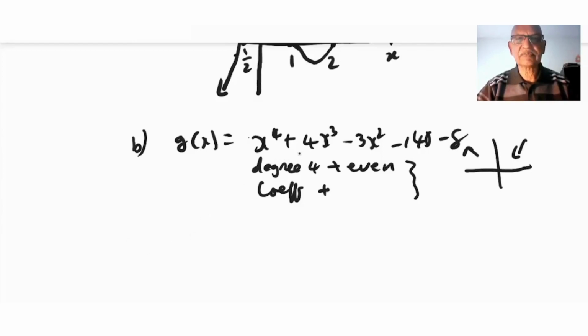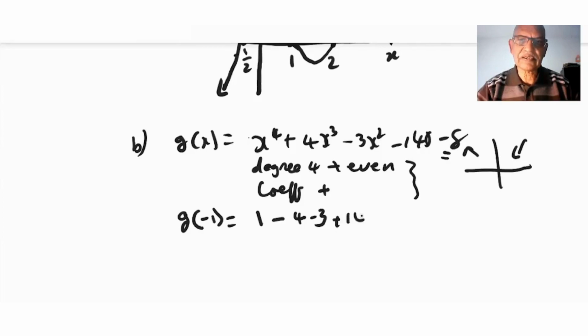I factor by trial and error, using the factors of 8. We start with factors of 8. It can be 1, minus 1, 2, minus 2, 4, minus 4. So let's start with, we always guess what would be the best one to substitute. Let's start with g of minus 1. This will be 1 minus 4 minus 3 plus 14 minus 8, which will be 0. Therefore, x plus 1 is a factor.